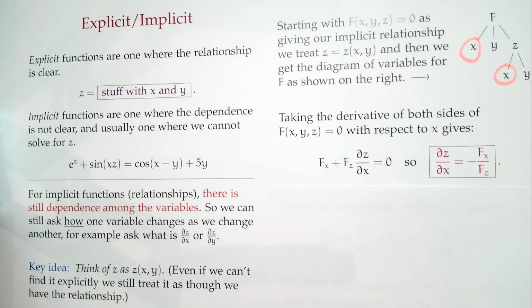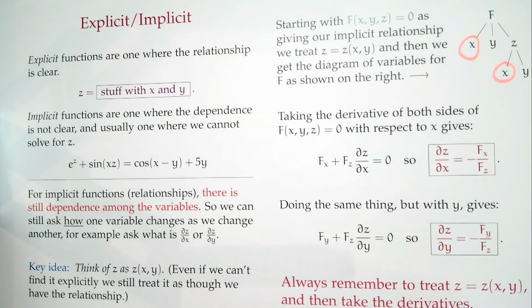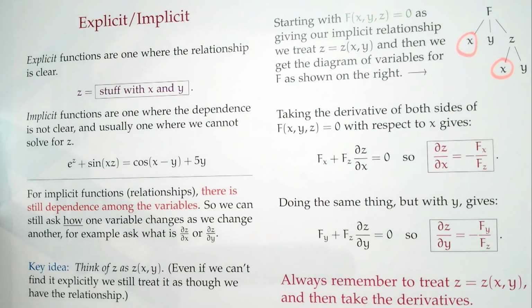Okay, well, that's if I took the derivative with respect to x. What else could I do? I could take the derivative with respect to y. Same process. So we do the same thing, but this time we do it with respect to y. And if we do that, we get f sub y plus f sub z partial z partial y is equal to 0. So the derivative of z with respect to y, or partial z partial y, is negative f sub y over f sub z.